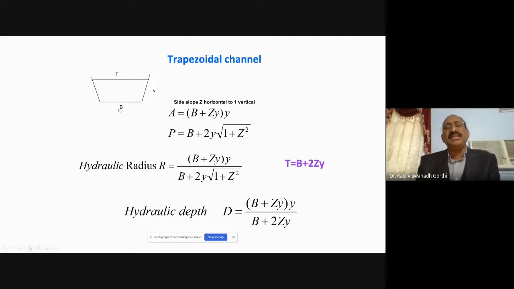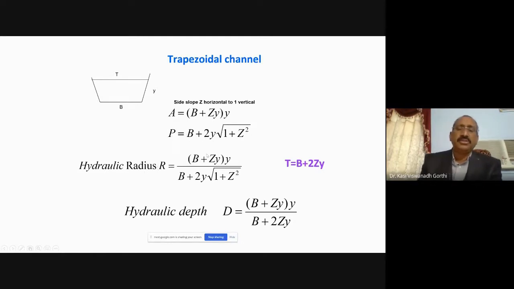Similarly, wetted perimeter is the length of the channel boundary in contact with the flow. You have z horizontal to one vertical. For this triangular portion, what would be this inclined part? Square root of z square plus 1. Similarly, square root of z square plus 1 this side. So the total length of the channel boundary would be equal to the sum of the channel bed plus this inclined portion plus this inclined portion: y into square root of 1 plus z square, y into square root of 1 plus z square, plus B. So B plus 2y root 1 plus z square will be the total wetted perimeter.